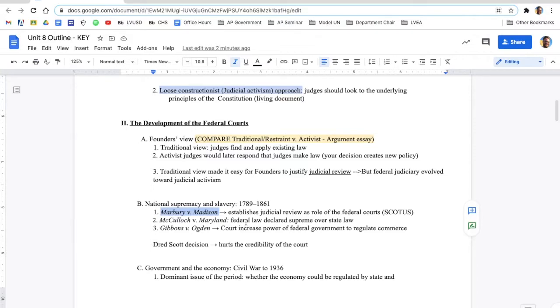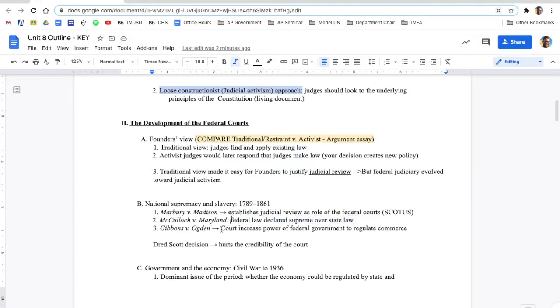McCulloch v. Maryland. Maryland doesn't want a national bank. Congress creates a national bank, so you have a dispute, a civil dispute. The state says they're correct, and Congress says they're correct. The federal courts step in, and they say, actually, Congress is correct. The federal government is above the state government, and therefore, Maryland, you're wrong. You have to do what Congress says.